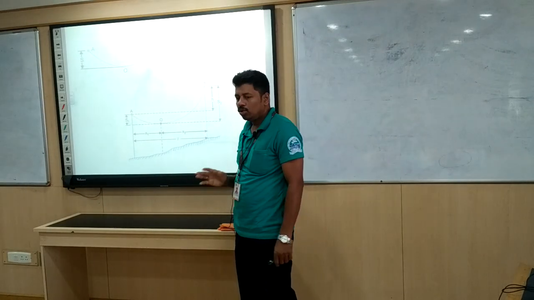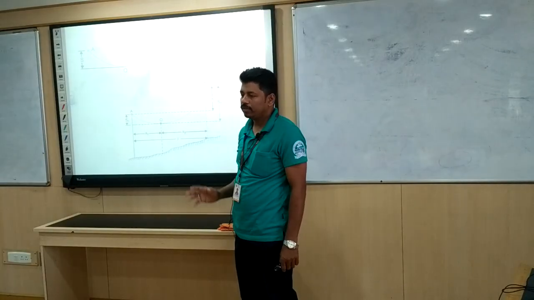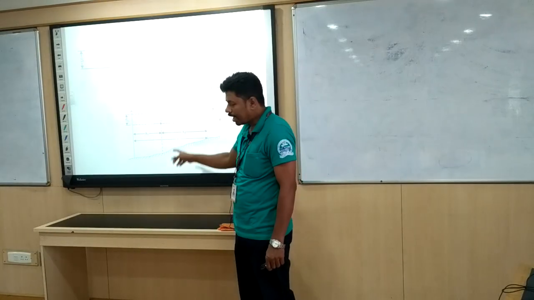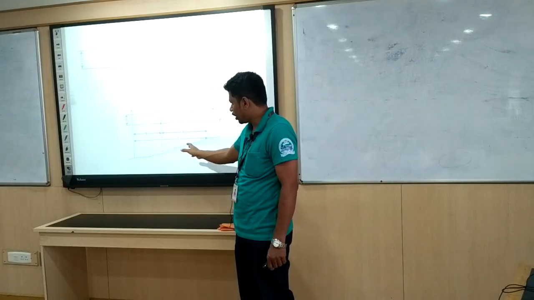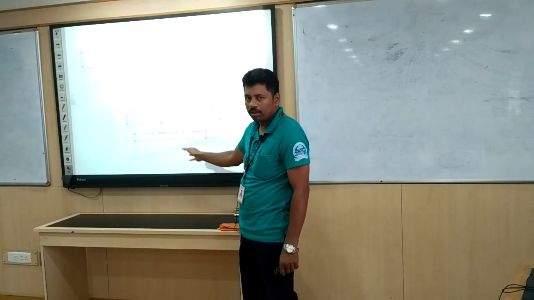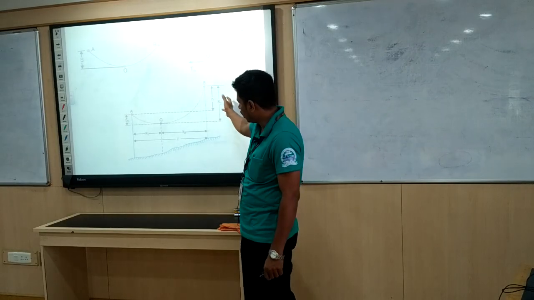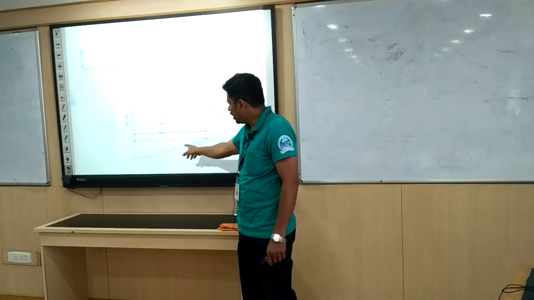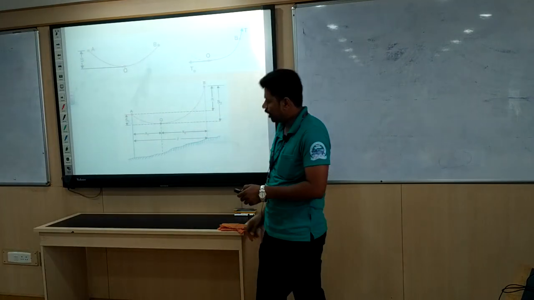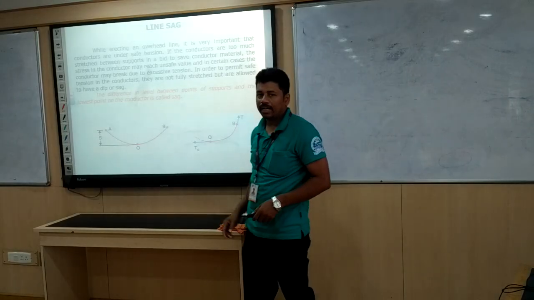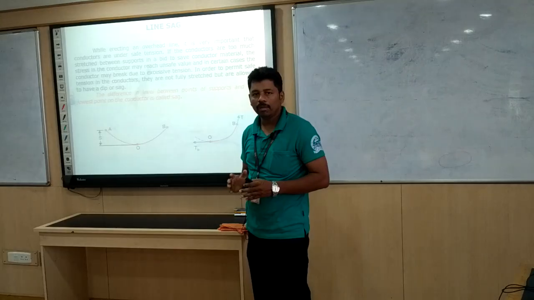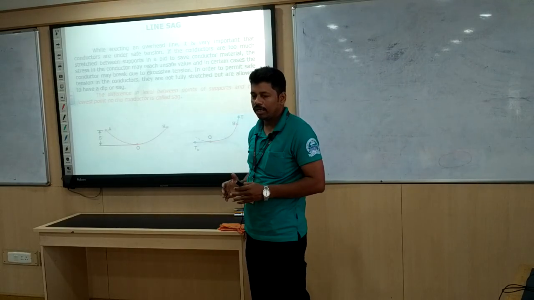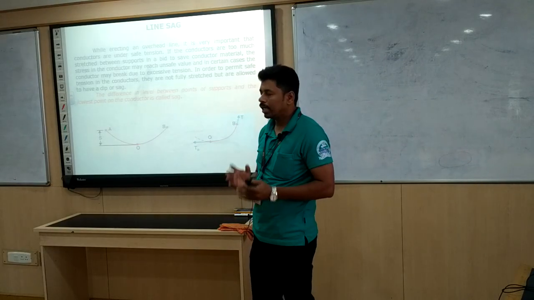And here, in two unequal level supports, we assume some variables: x1 is the distance from the lowest tower to the lowest point of the conductor, x2 is the distance between the lowest point of the conductor and the highest tower, and the total line length is L. These are the assumptions we made. Okay. Coming to the line side, while erecting an overhead line, this calculation is only for an overhead line. It is not applicable for cables.